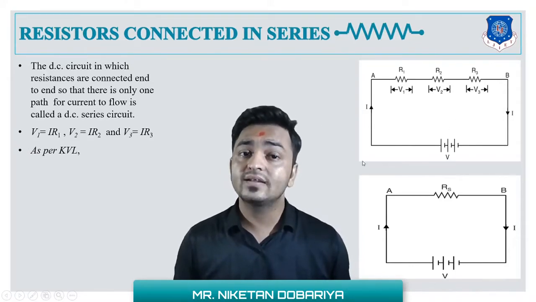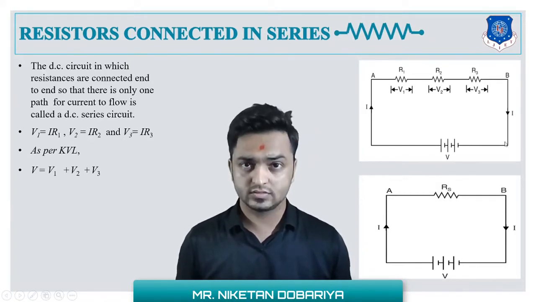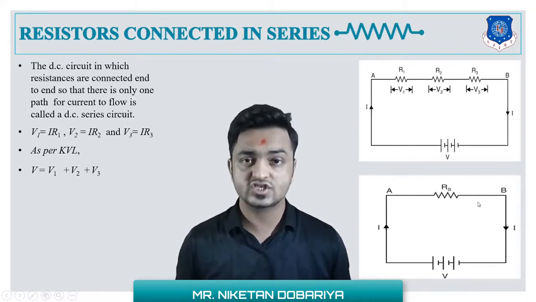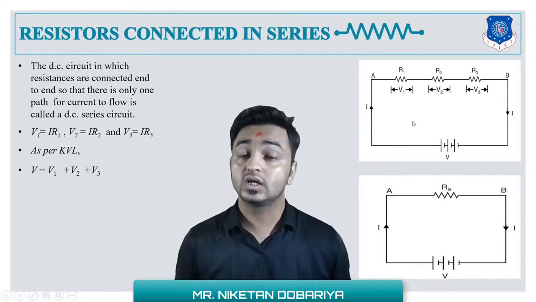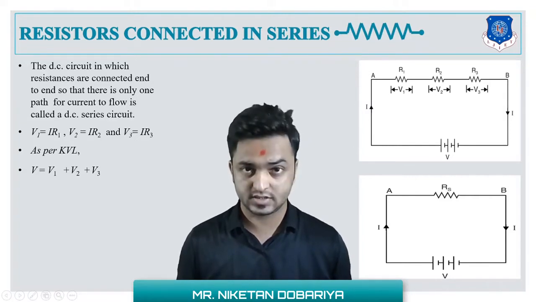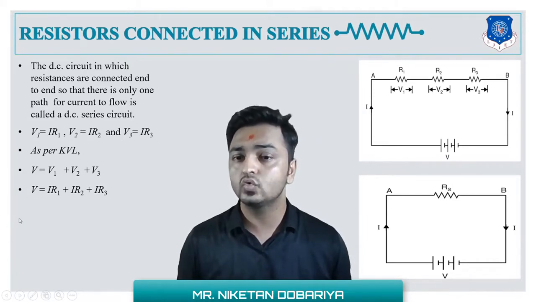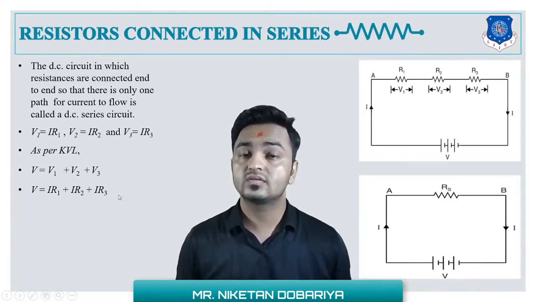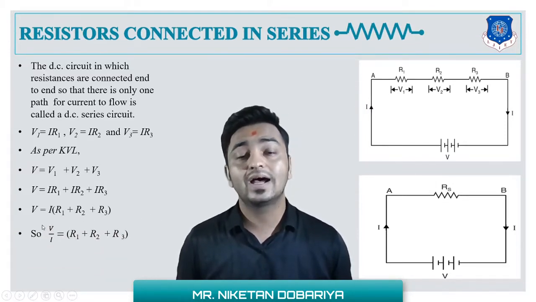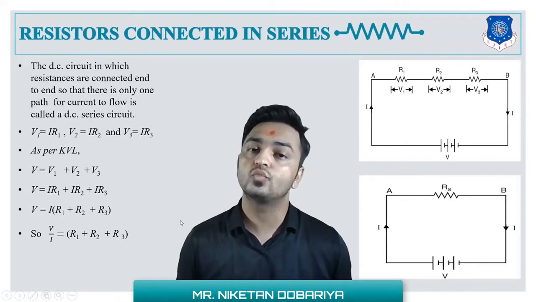Now, if we apply KVL in this given circuit, what is KVL? That is, summation of all supply voltage is equal to summation of all voltage drops. Based on that, the equation for this circuit is V equals V1 plus V2 plus V3. If you put the values of V1, V2 and V3 in this equation, the supply voltage V is equal to IR1 plus IR2 plus IR3. Here we can take I as common, and put this I in division of V. So we will have V by I, and that is going to be R1 plus R2 plus R3.